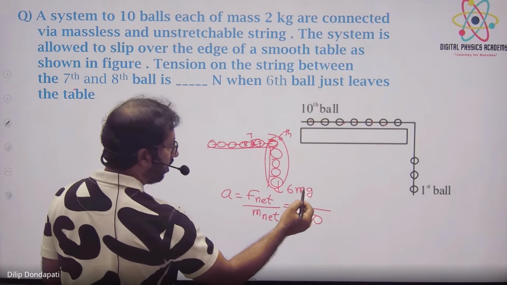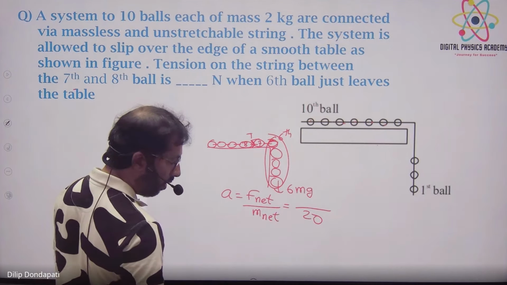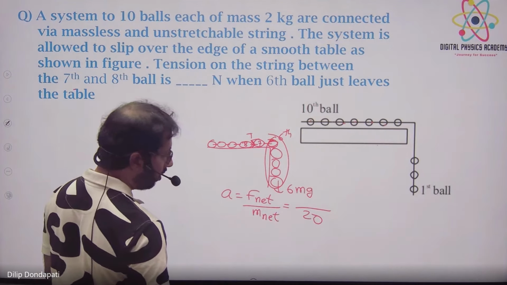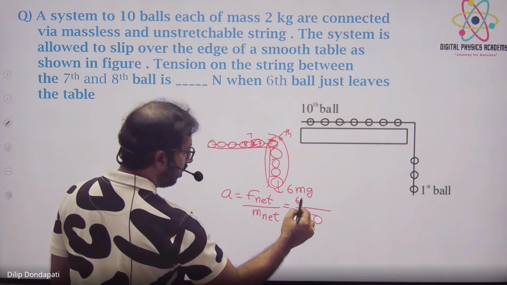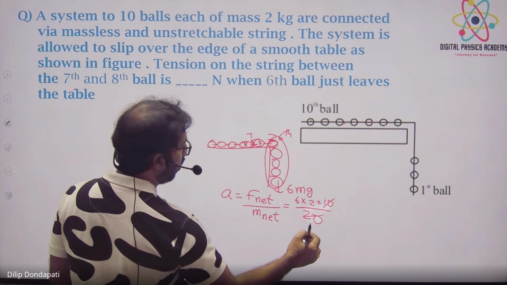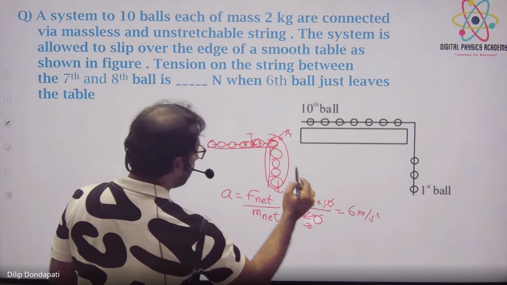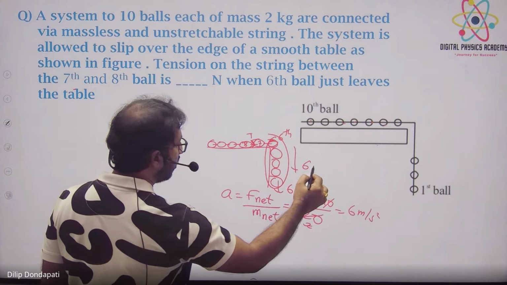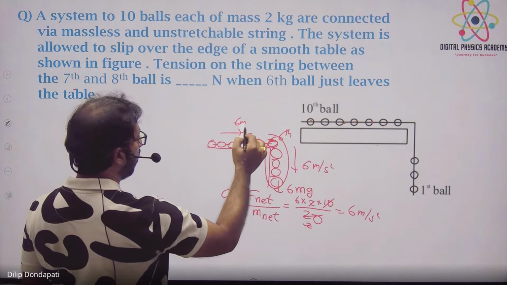6 mg, right? 120. 120 मतलब divide करो कितना आएगा? Net force 120, mass is 20, so acceleration is 6 meters per second square. Okay, acceleration मतलब नीचे उतना acceleration से गिर रहे हैं 6 meters per second square, right? इधर भी 6 meters per second square.